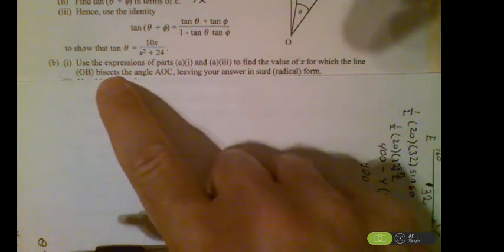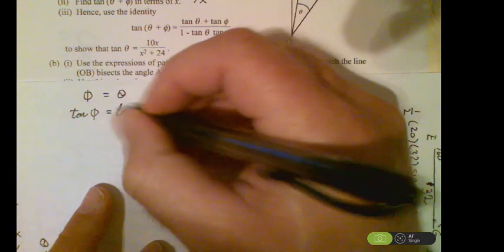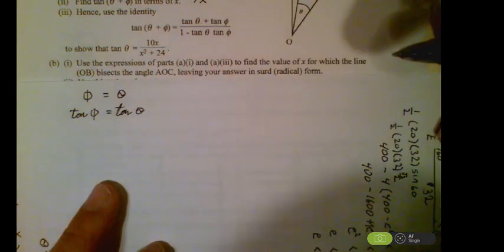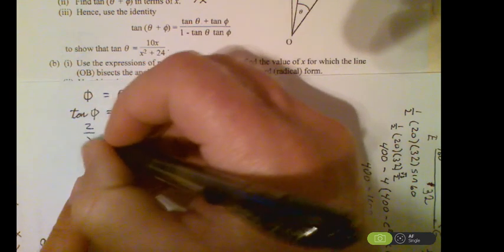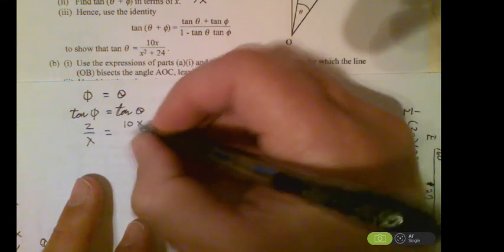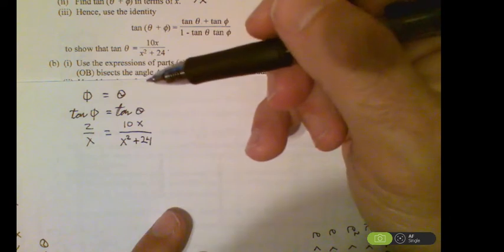So for this one, again, because it's bisecting, that means they're calling the phi equal to theta. They're saying that the 2 angles are equal because that overall angle was bisected or cut in half, which means if the angles are equal, their tangents would be equal. So I know that the tangent of this guy would have to equal the tangent of this guy. And now we can just sub in the information that we already know. We already found out in part I that the tangent of phi was 2 over x. And in part I, we saw that the tangent of theta equals this. So I can replace tan theta with the 10x over the x squared plus 24. So in short, we're just simply saying that the angles are equal because of that word right there.